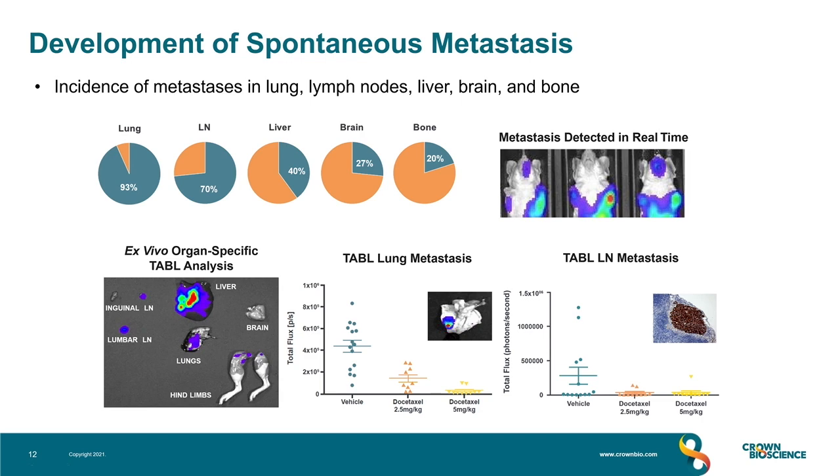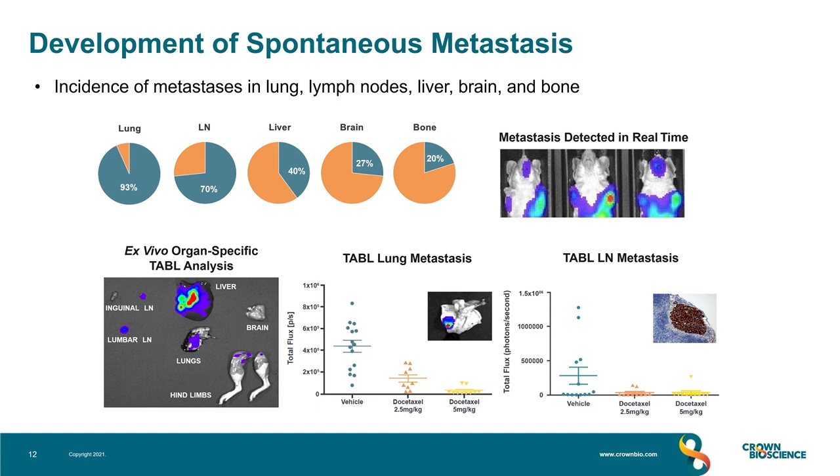This model will also develop spontaneous metastasis. The incidence of metastasis in lung, lymph nodes, liver, brain, and bone is shown in this pie chart. We can see there is a very high rate of lung metastasis, relatively high in lymph nodes, lower in liver, and relatively low in brain and bone.